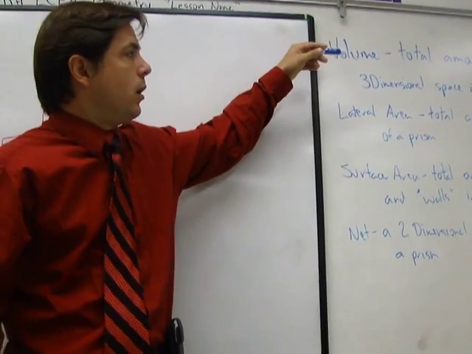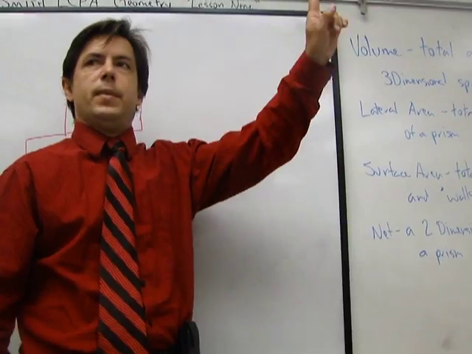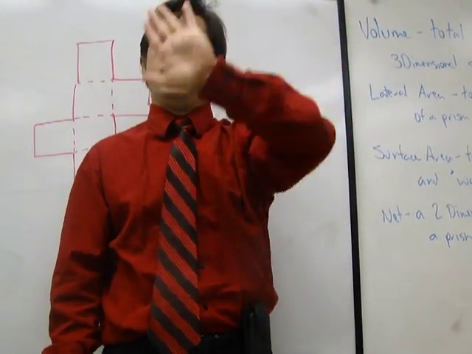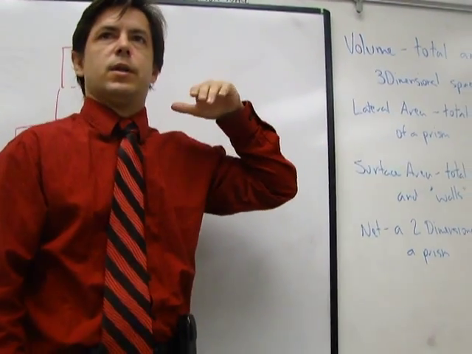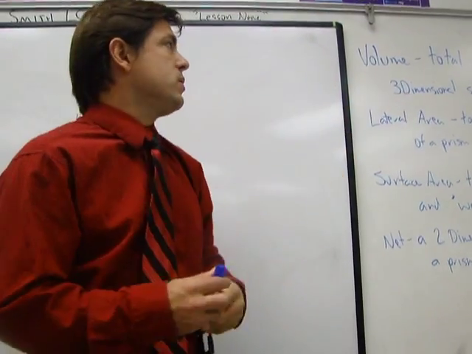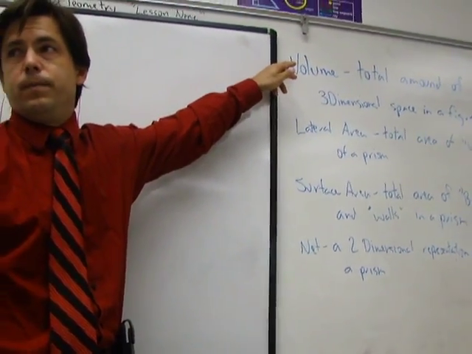Okay, we've dealt with distance, which is one-dimensional. We've dealt with area, which is two-dimensional. But now we're going to start to add the third dimension. So the word that we use for measuring things in 3 dimensions is volume.